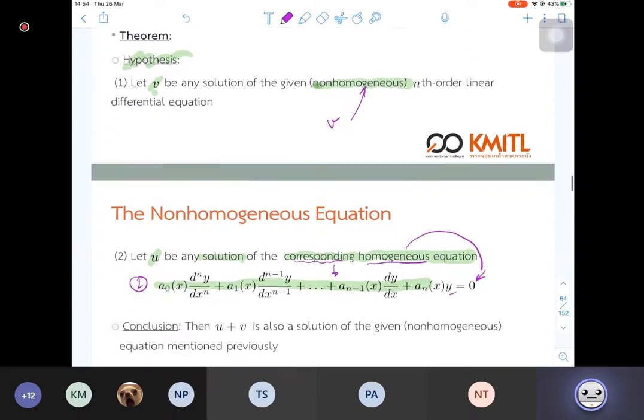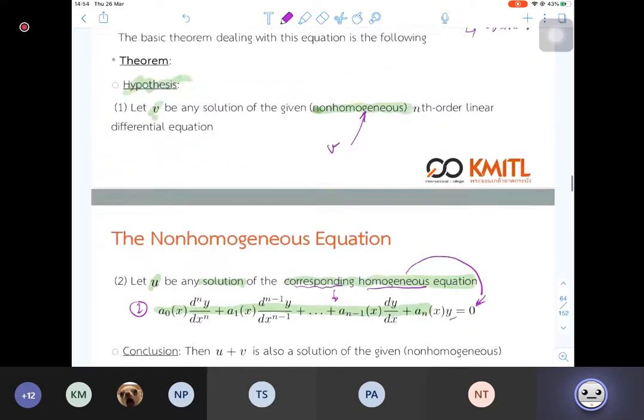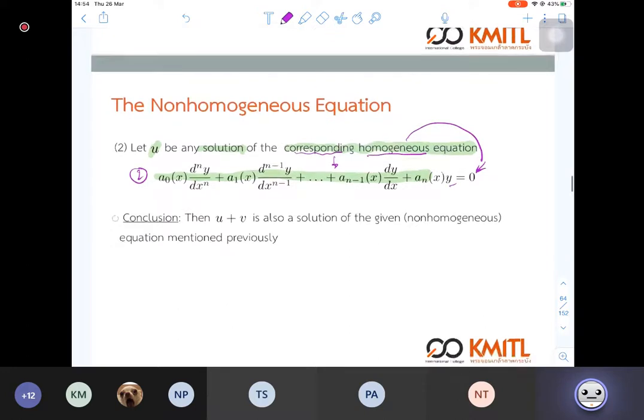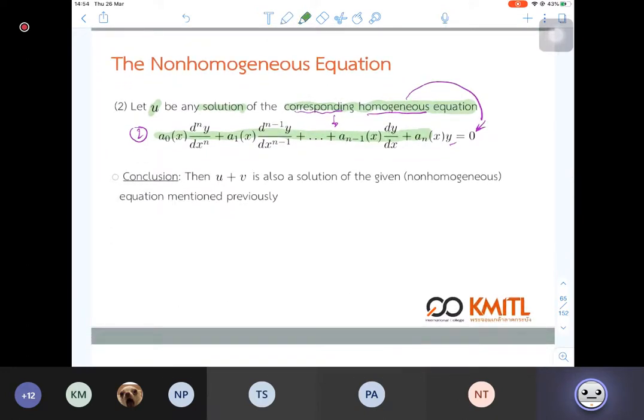Now, if those two hypotheses are met, then you can say that U plus V is also a solution to the non-homogeneous equation. Let me get this straight. You have a non-homogeneous differential equation, let's say nth order, so it means that something equals f of x, right? This is an nth order differential equation.